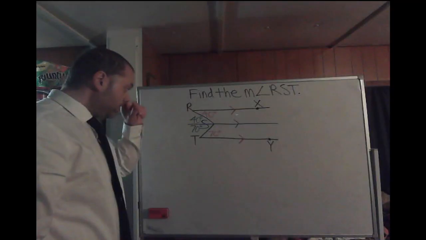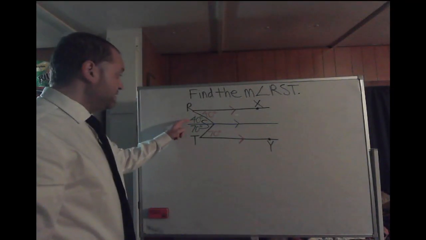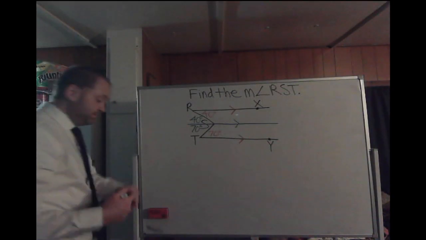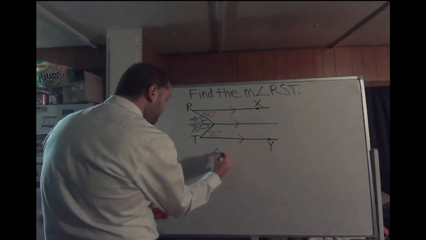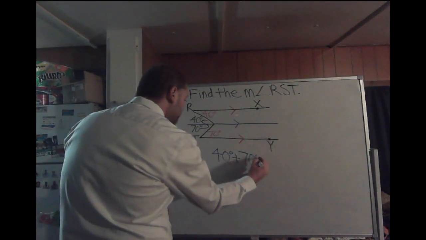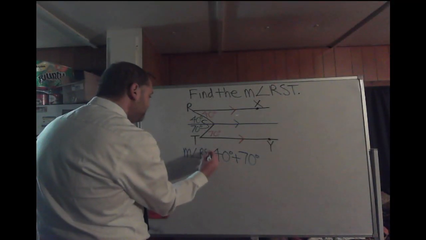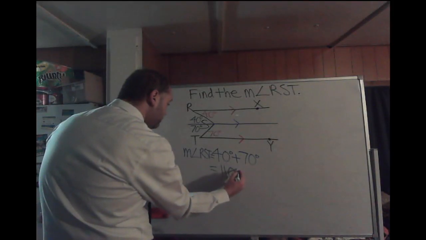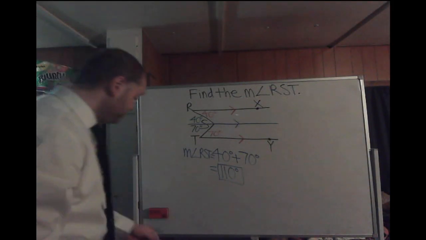So we got these two angles here that together make up angle RST, do they not? So all you're going to do now is take 40 degrees plus 70 degrees. That's going to equal the measure of angle RST, which would have to mean that the measure of angle RST is equal to 110 degrees.